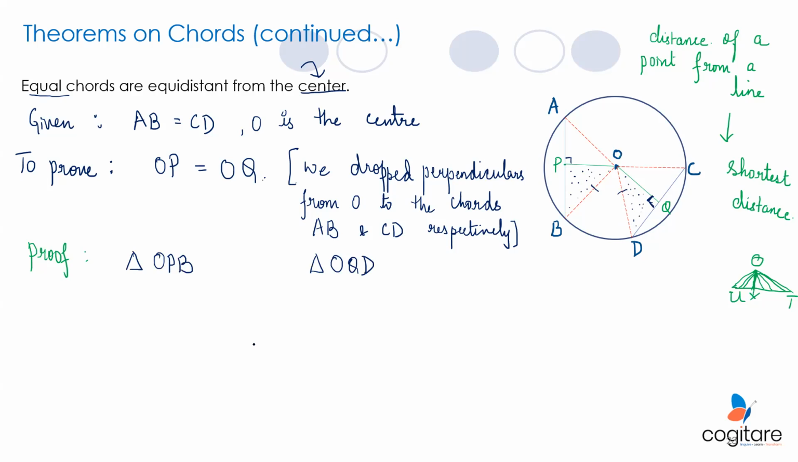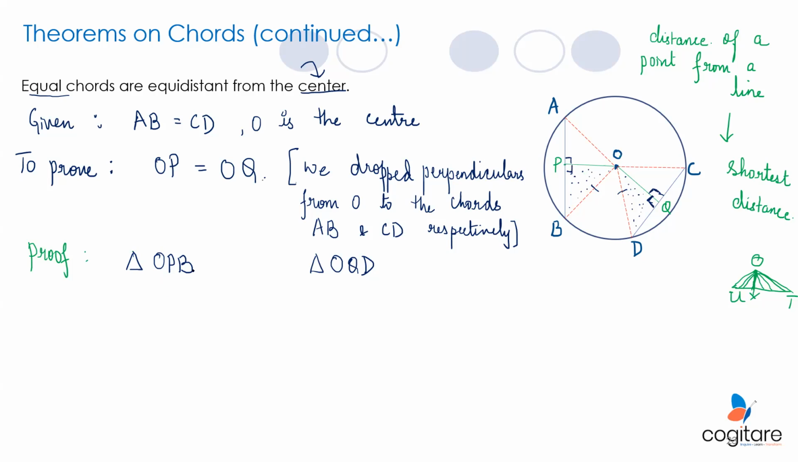First and foremost, you see that OB and OD are equal. They are the radii of the circle. Now, you also observe that these angles OPB and OQD, or even OQC, are all 90 degrees, right? Because we dropped a perpendicular. And why did we drop the perpendicular? Because we were talking about the distance from the center, and the distance is always the shortest distance of a point from a line. Cool.